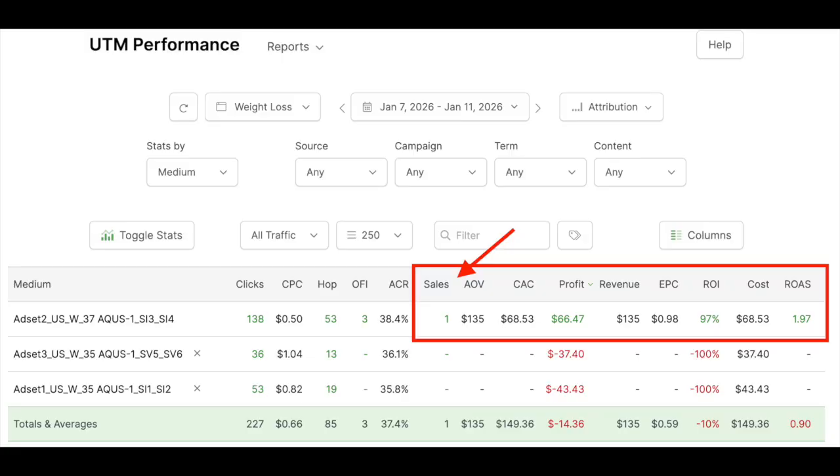Now, another important factor here is do not scale too early. One sale does not always mean a winner. So this is why you need to validate the winner. A campaign should show consistency before aggressive scaling. And this is where many beginners fail. They get excited after one result, increase their budget too fast, and the campaign becomes unstable. So instead, know your data and think like a data analyst.